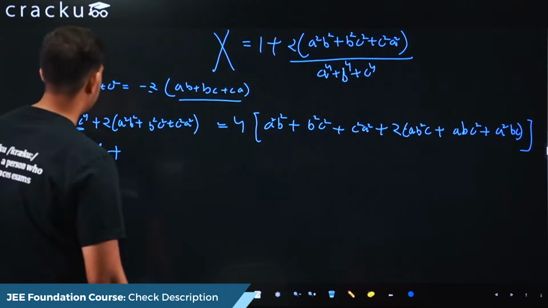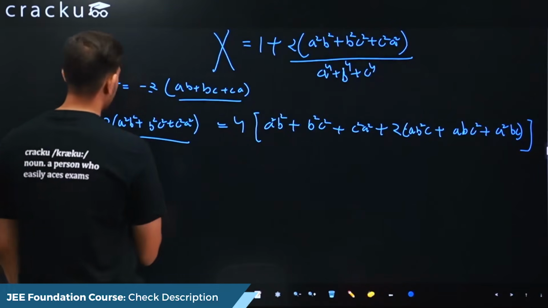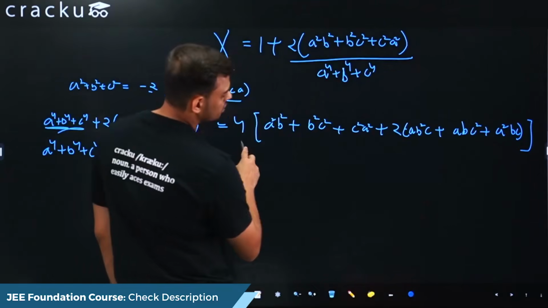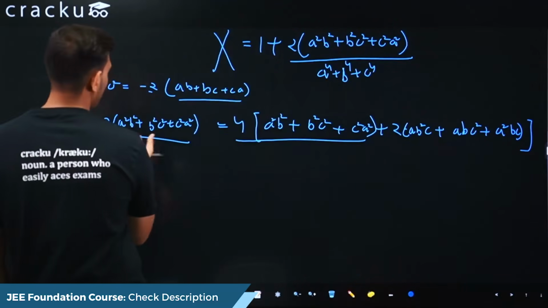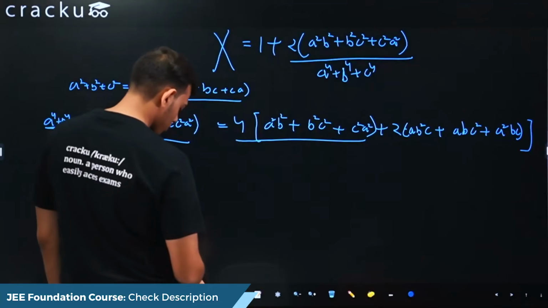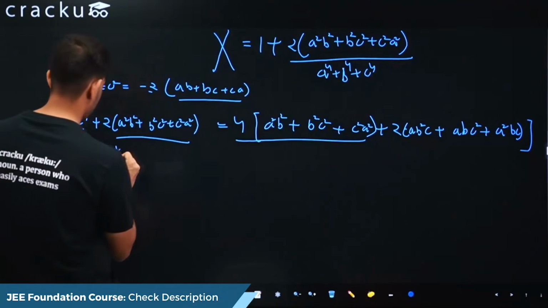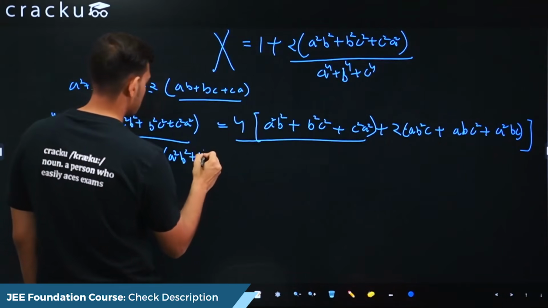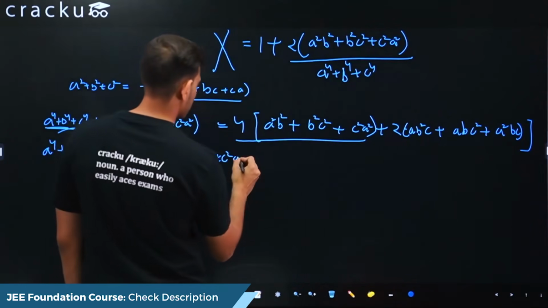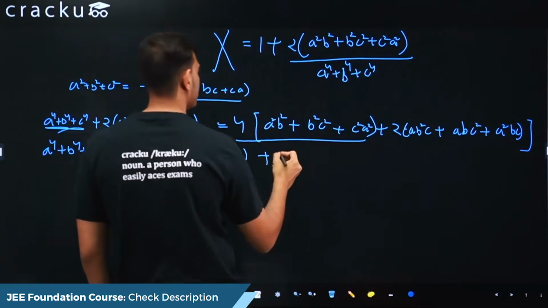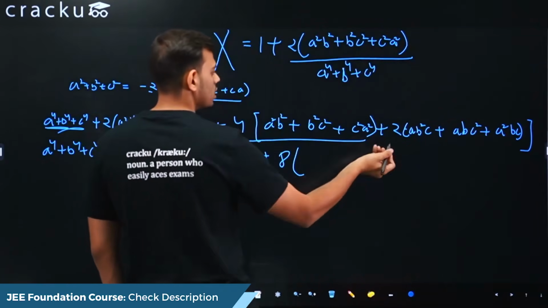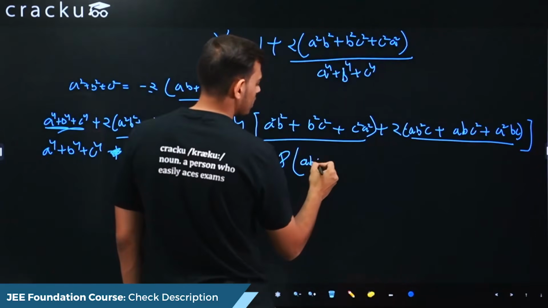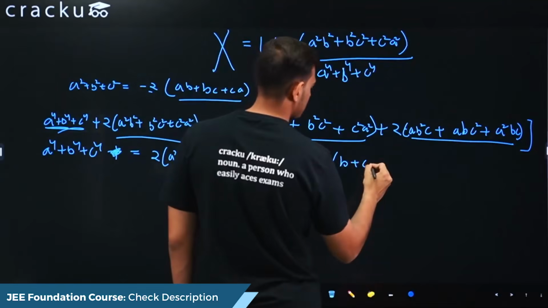And I will simply take this here. So we have 2 times of a square b square plus b square c square plus c square a square. And here we have 4 times of this. So if I subtract 2 times from 4 times, I will get 2 times of a square b square plus b square c square plus c square a square. And I have this 8 times of, what can we take common from here? I can take common ABC. If I take common ABC, I get B plus C plus A.